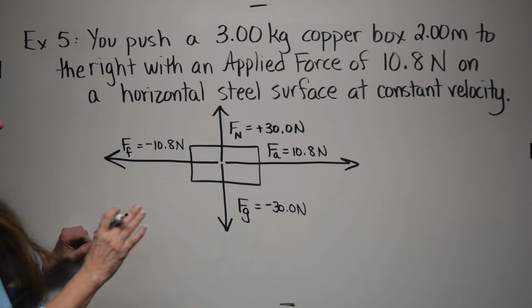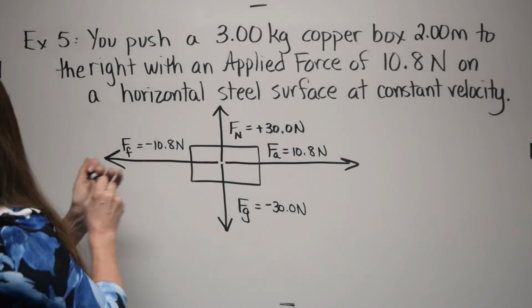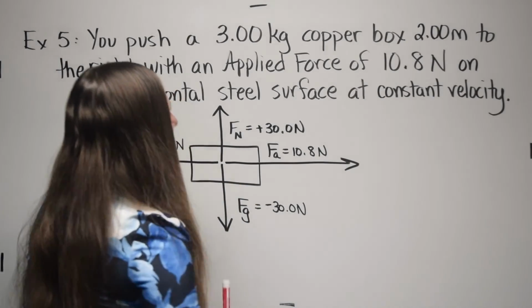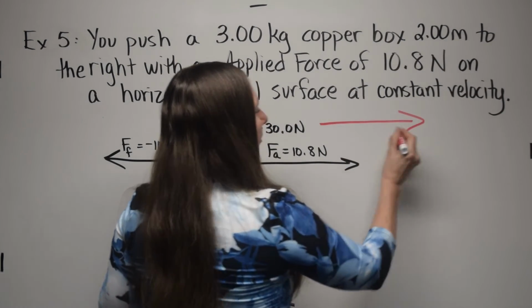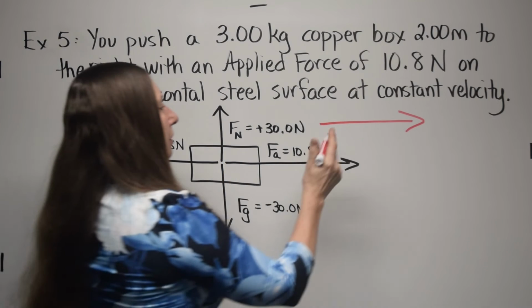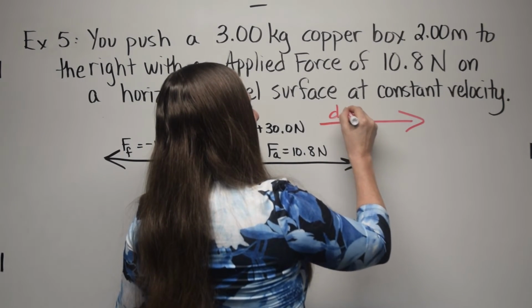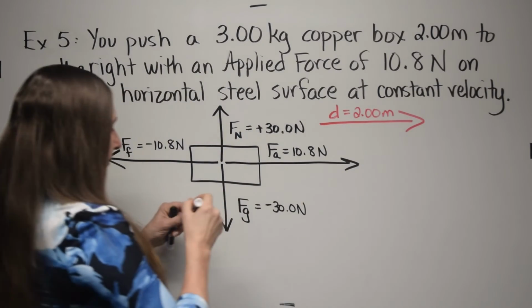Now, which forces are doing work? The displacement is to the right. So label the displacement. Remember, displacement, velocity, acceleration, don't put them on the box. Just put them close to the box. Displacement is positive 2 meters, or 2 meters to the right.